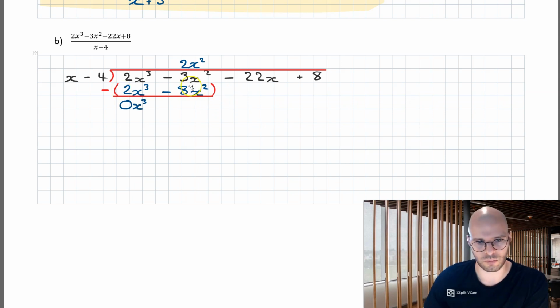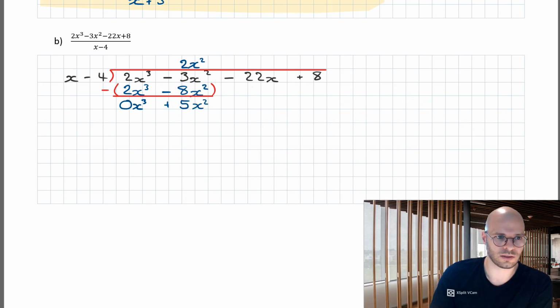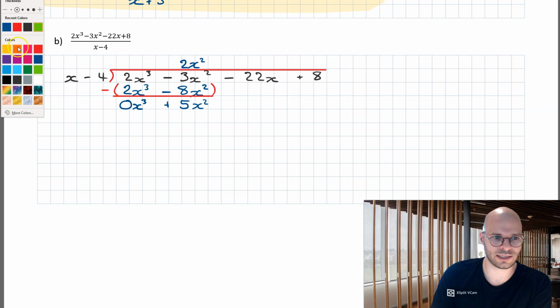However, minus 3x squared minus negative 8x squared is a double negative. So what this in turn turns into is minus 3x squared plus 8x squared. So that will become plus 5x squared. If you're a little bit unsure about this still, you just see double negative, so that's positive. And then just go 8, take 3, that's 5. Okay, subtraction's all out of the way.